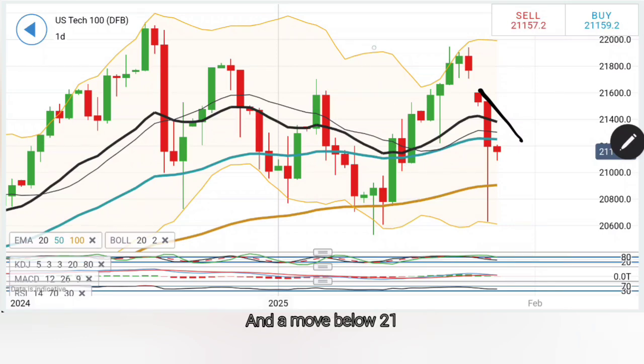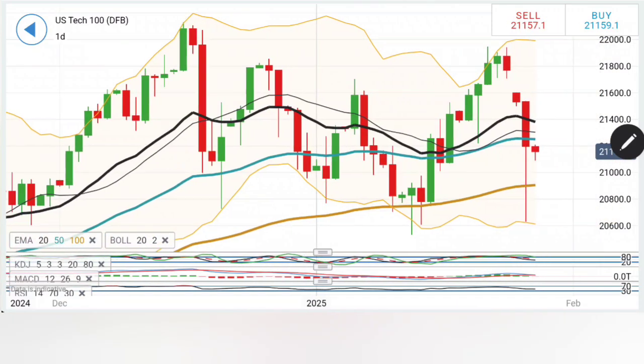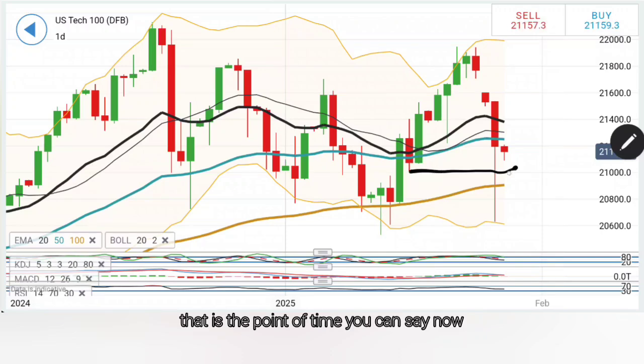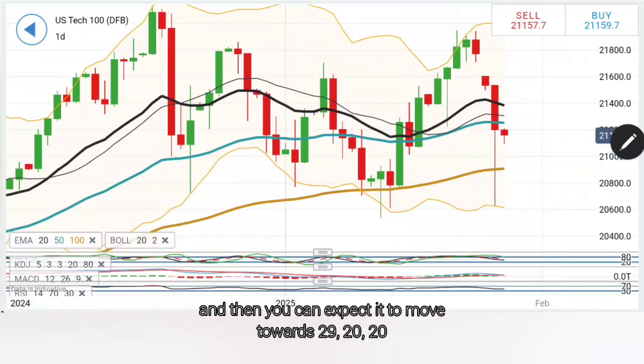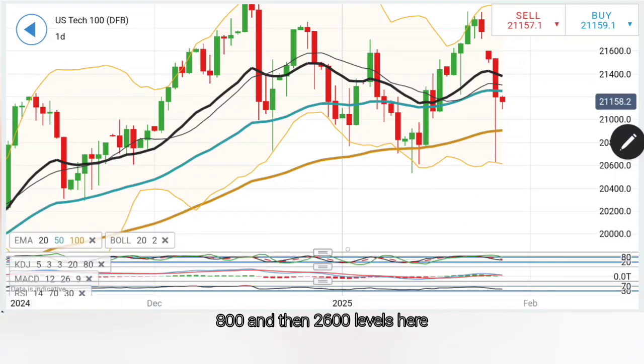And a move below 21,080 is where you can take a selling entry and expect it to move towards 21,000 again. And if it trades below 21,000, that is the point of time you can say now the bears are taking over, and then you can expect it to move towards 2920, 2800, and then 2600 levels here.